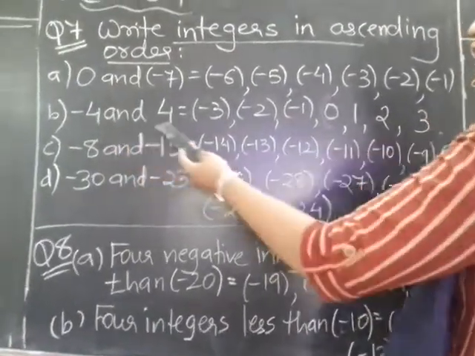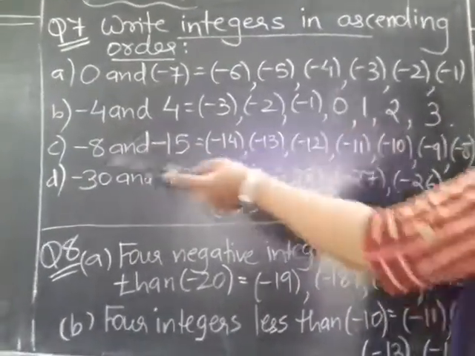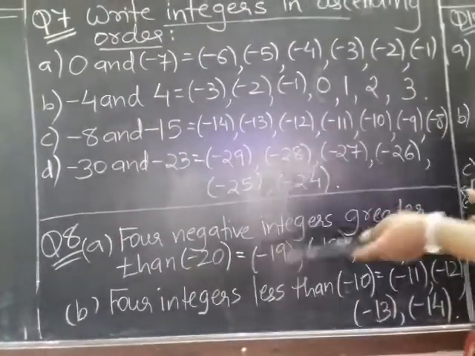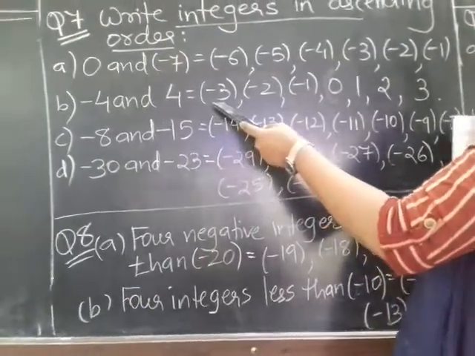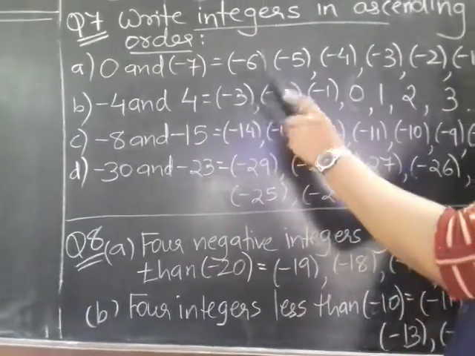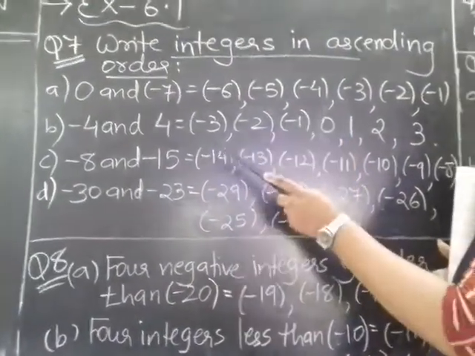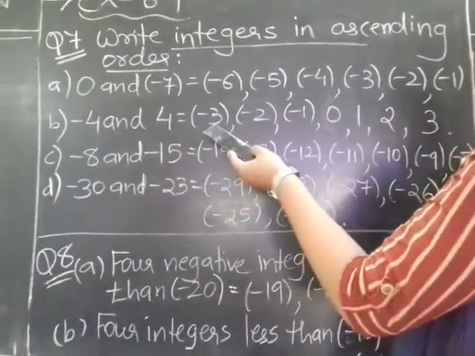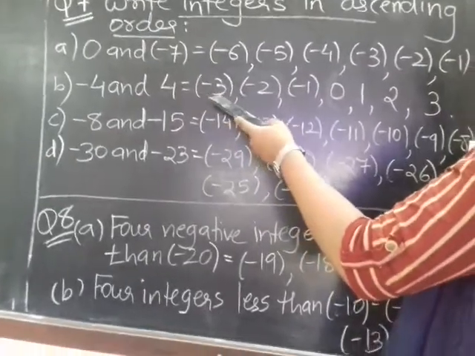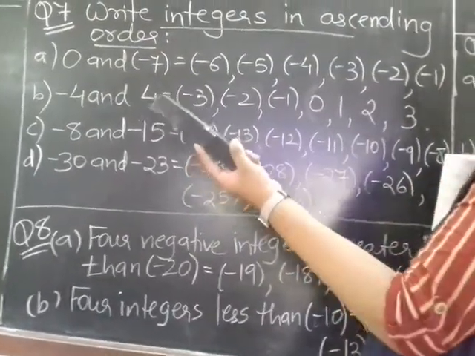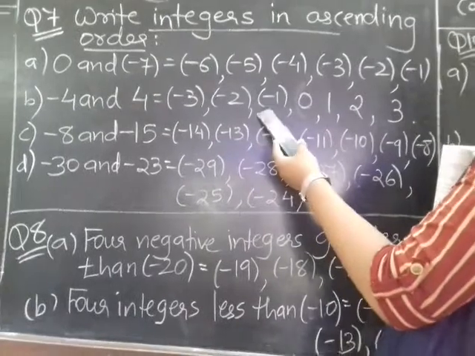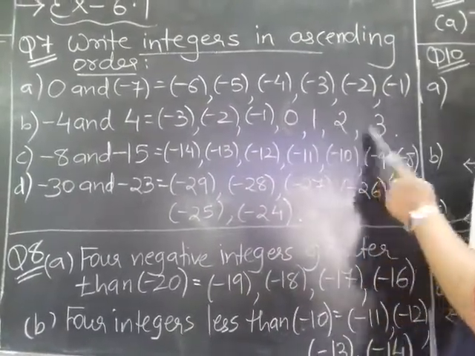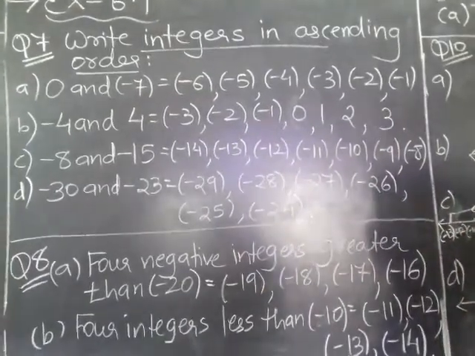Here is minus 4 and 4. So between minus 4 and 4 we have to write the numbers in ascending order, that is small to big. With negative integers, the number which looks bigger becomes the smallest with the negative sign. So between the pair we have to write: minus 3, minus 2, minus 1, 0, 1, 2, 3. Hopefully this is clear to you.